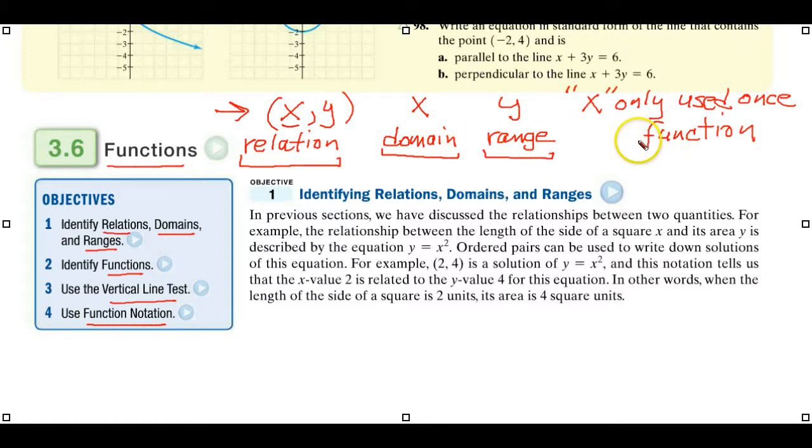And then the word function. In mathematics, this has a very particular meaning. And an easy to remember definition of it is that the x element in a series of relations is only used once. If the x element is repeated in a series of relations, it's not a function. And we'll be going over a number of things to help you remember this, and this is just an overview of what we're going to be talking about.